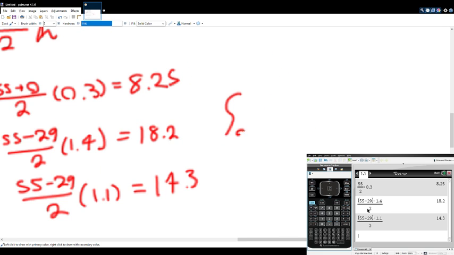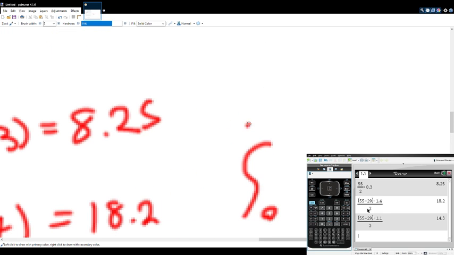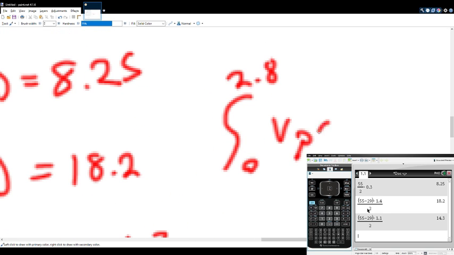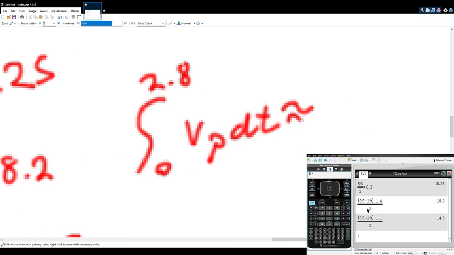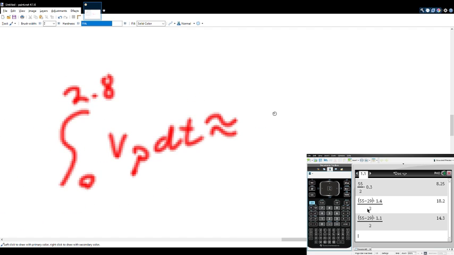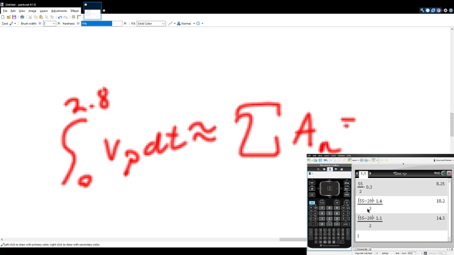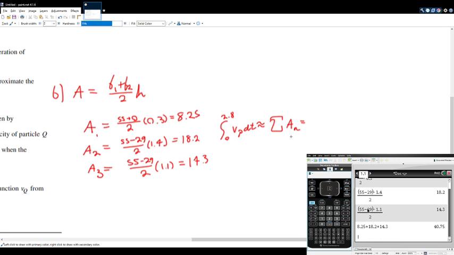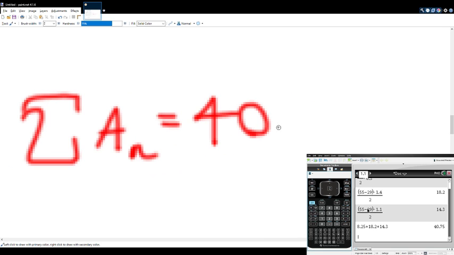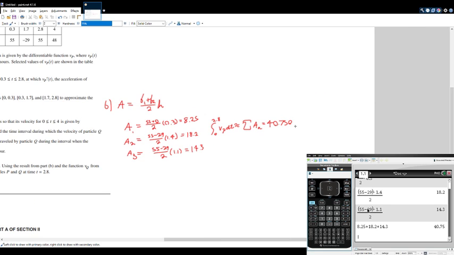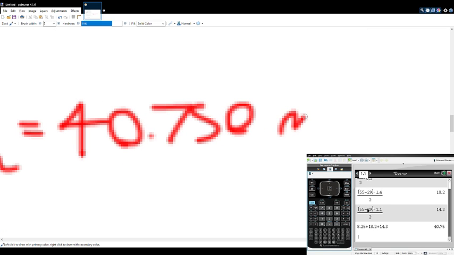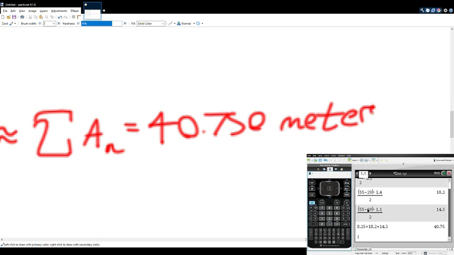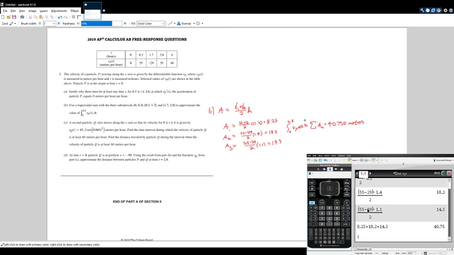And the integral from 0 to 2.8 of Vp dt is approximately equal to the sum of these values. I'm just going to use shorthand notation. The graders will understand it. The sum of a sub n, which is 8.25 plus 18.2 plus 14.3, which is 40.75, and it is a position. It's the integral of velocity, which is position, so that is in meters. So that's the answer for part B.